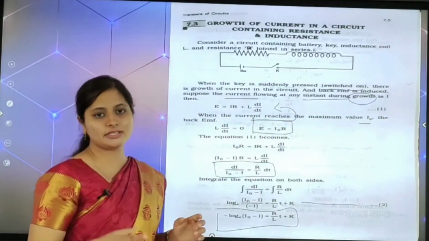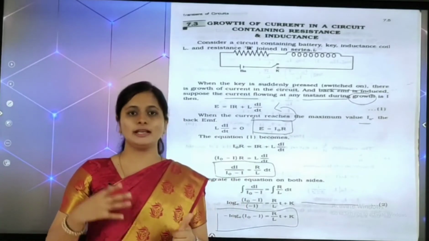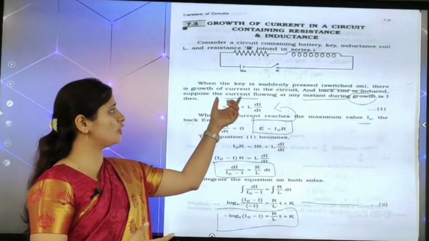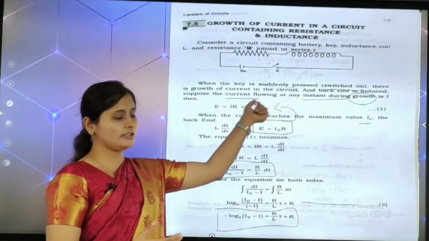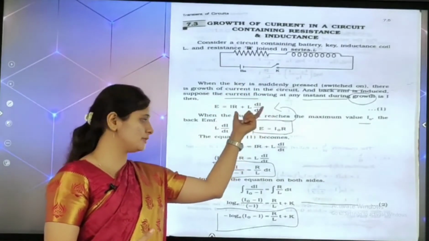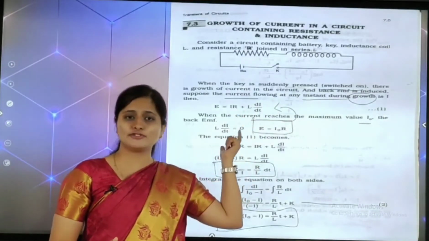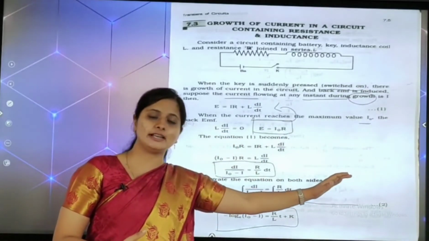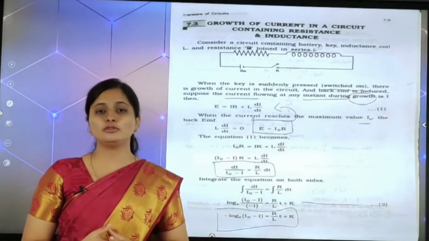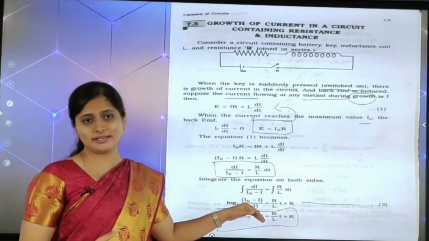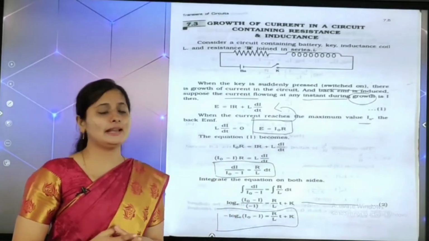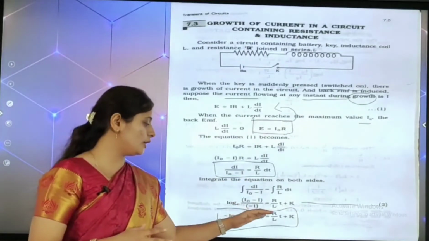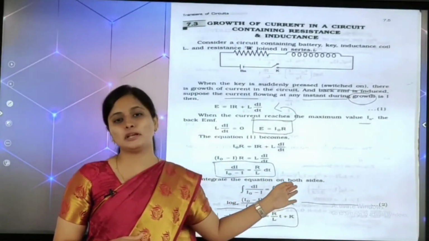Whatever is given after the diagram, that is our equation number 1. Next we are making the simplification. Here they have given equation number 1, and by the assumption E equal to I naught R, substituting, simplifying and integrating, we will get equation number 2. After equation 2, with the minus 1 on the denominator side, we can write this as minus log of E I naught minus I is equal to R by L into t plus k.